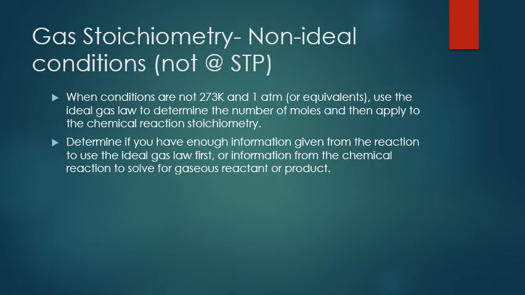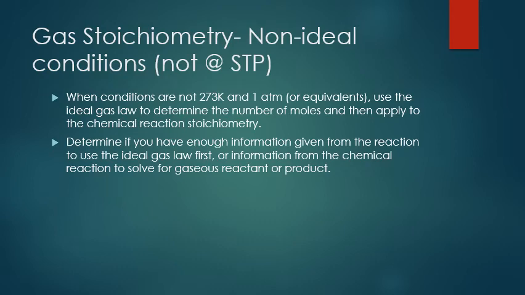So our last concept will be dealing with gas stoichiometry. So we're dealing with non-ideal conditions, i.e. not having conditions of STP. So when you have conditions that are not 273 Kelvin or 0 degrees Celsius and 1 atmosphere of pressure, or any of its equivalents, we have to use the ideal gas law to determine the number of moles of the gas and then apply that to the chemical reaction stoichiometry.